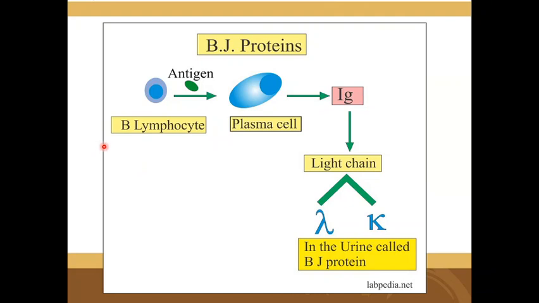Now here you can say, B lymphocyte, antigen is coming. This is the plasma cell. Immunoglobulins are stimulated for production, because you know that antigens stimulate the production of antibodies, immunoglobulins. And immunoglobulins are composed of lambda chains and kappa chains. And in the urine, if these are synthesized in large quantity, then they are excreted in urine and are called Bence Jones protein.